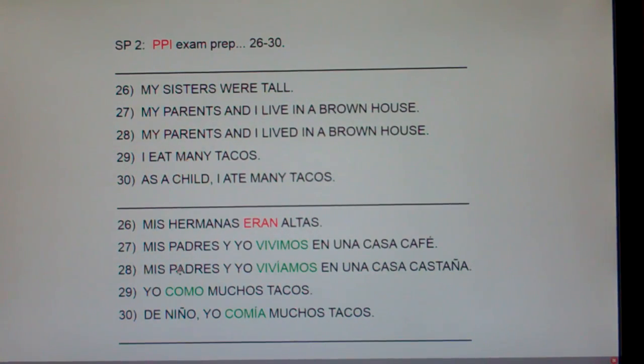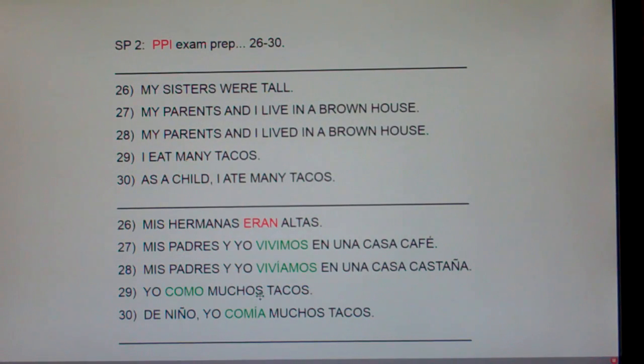Now, my parents and I lived in a big house. Well, you go to vivir, chop off the IR, and add ia, ias, ia, iamos, ian. Since it's we, it's iamos. All right. Now notice, brown can be café, or it can be castaño or castaña. Here it has to be castaña because casa ends in an A and brown is referring to house.